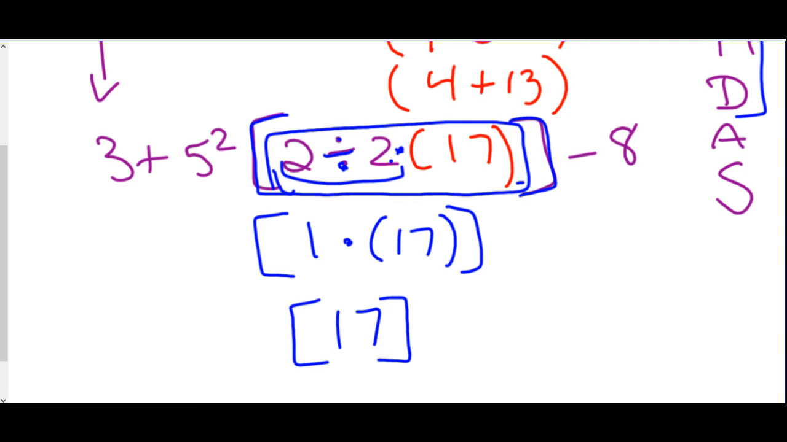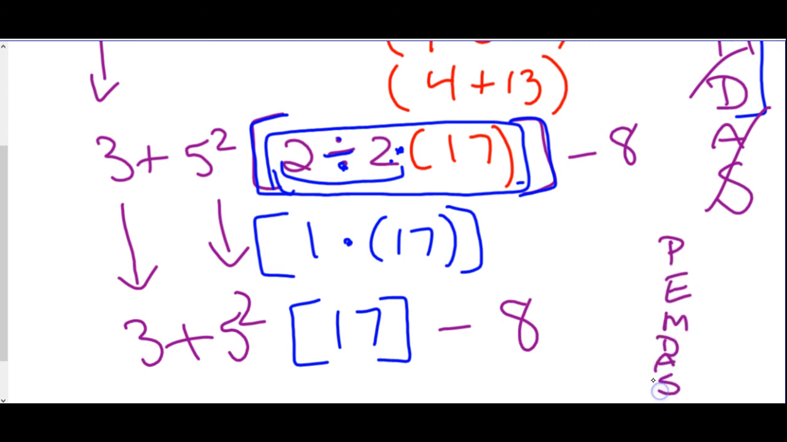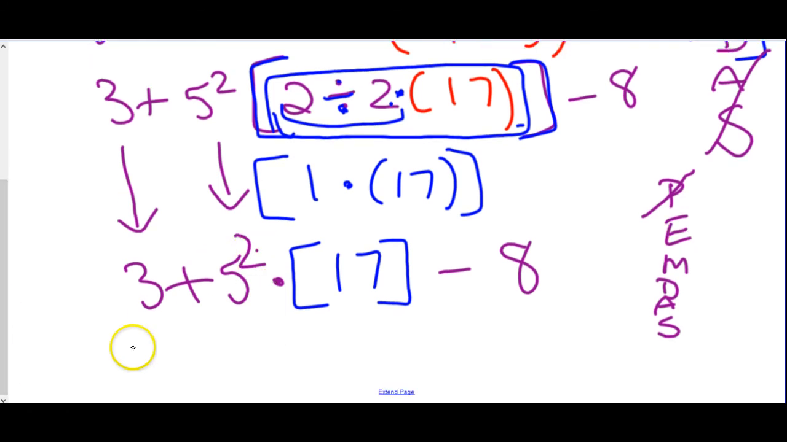And again, now we bring down everything else. 3 plus 5 squared. We have that 17 there already, minus 8. Now, we start our order of operations again. Order of operations we really have to do a couple of times within these more complicated problems. Parentheses we can skip because even though the brackets are, yes, parentheses, since there's only one number inside, it's now changed to being considered times only. Exponent. We do have an exponent. 5 squared would mean 5 times 5, which is 25.